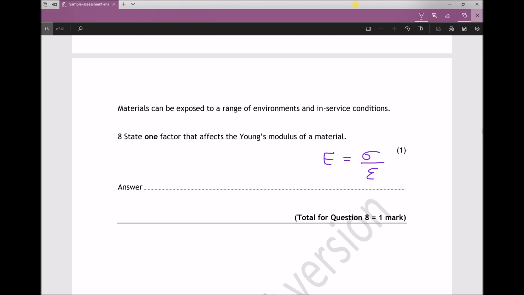One of the things that can affect the material property would be temperature. If we think of a piece of metal becoming hot, then what happens is it softens, and if it softens, then it's going to affect the properties of the material. So for me personally, probably the best answer I could put here would be temperature.